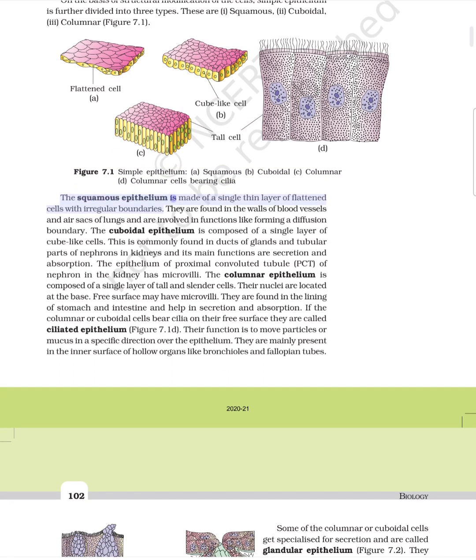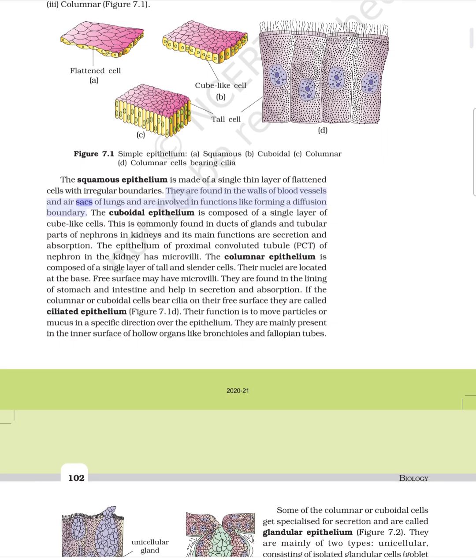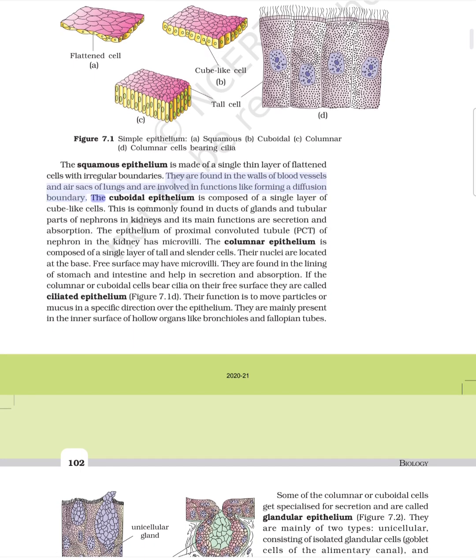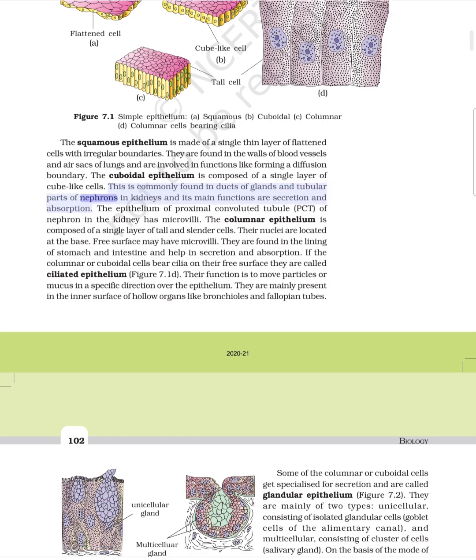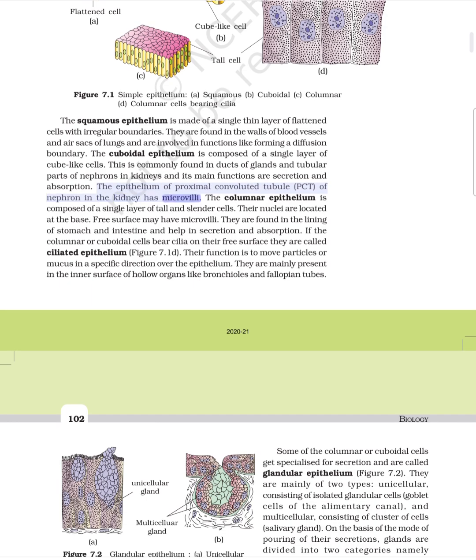The squamous epithelium is made of a single thin layer of flattened cells with irregular boundaries. They are found in the walls of blood vessels and air sacs of lungs and are involved in functions like forming a diffusion boundary. The cuboidal epithelium is composed of a single layer of cube-like cells. This is commonly found in ducts of glands and tubular parts of nephrons and kidneys, and its main functions are secretion and absorption. The epithelium of proximal convoluted tubule of nephron in the kidney has microvilli.